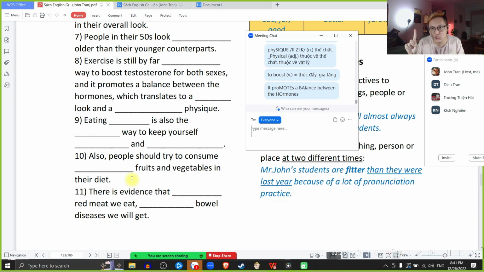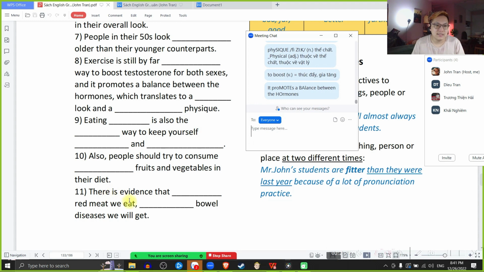Vegetables. Hai âm thôi nha. Vegetables. Ngoài ra con người ta cũng nên ráng làm sao mà tiêu thụ cái gì đó, trái cây và rau trong cái chế độ ăn của họ.